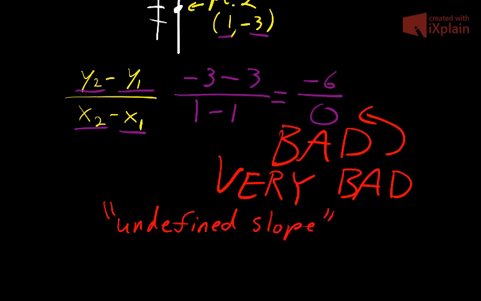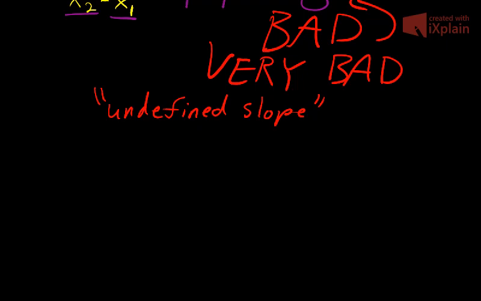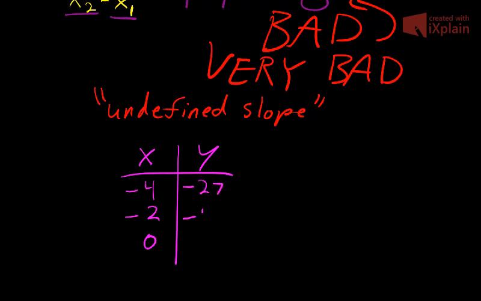So now all I'd like to do is give you guys a practice problem. I'm going to give you a table, and I would like you guys to find the slope for me. The table is going to have x and y values. My x values are -4, -2, and 0, and y is going to be -27, -13, and 1.